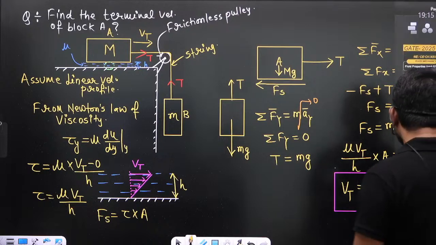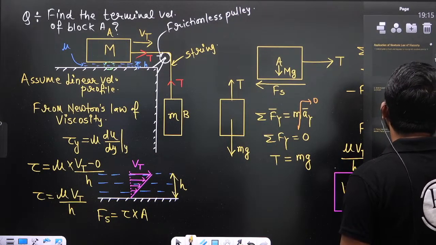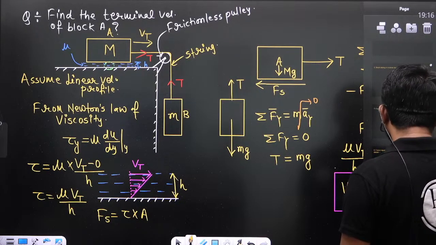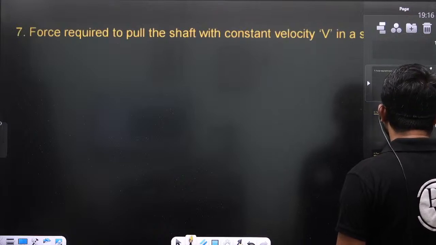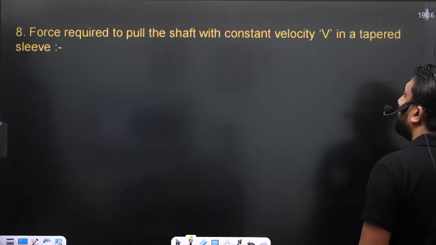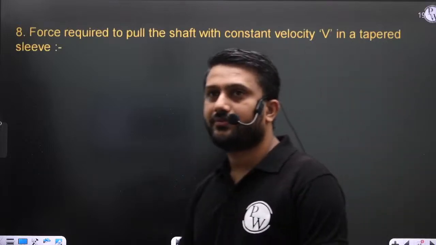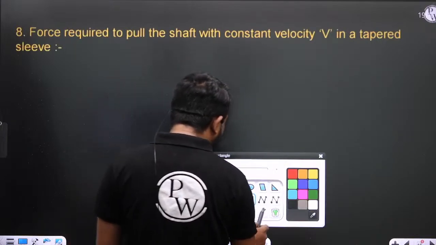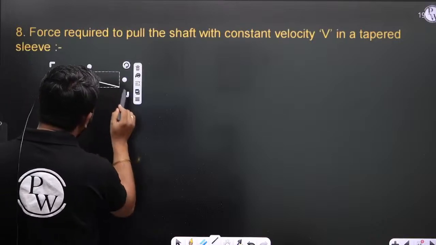Fine. Now come to the next case. We discussed applications of Newton's law of viscosity. I think we discussed 7 or 8 cases. The force required to pull the shaft with constant velocity v, that we discussed. Now the force required to pull the shaft with constant velocity v in a tapered sleeve. So let us consider a tapered sleeve.